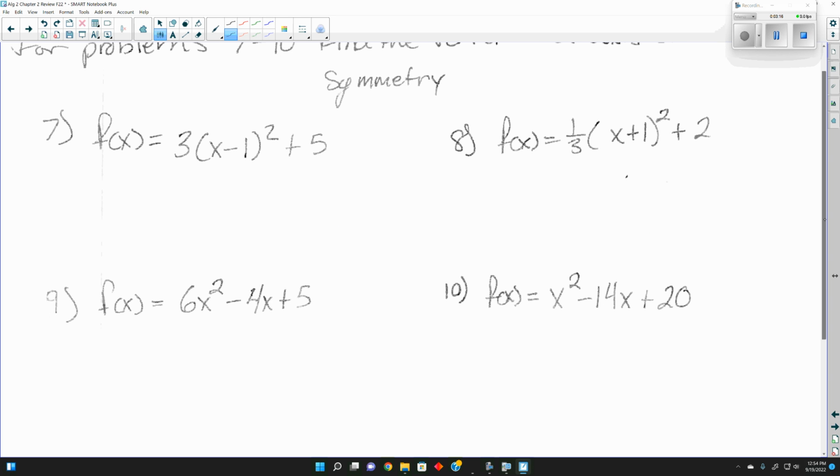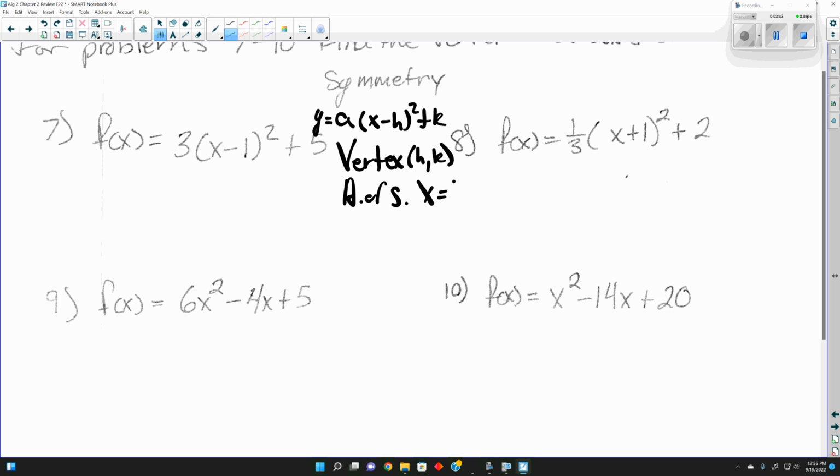So let's look at 7 and 8 first. 7 and 8 are both in vertex form. Now it's already written in the back of the review sheet for y'all, a times x minus h squared plus k, where the vertex is the point (h, k), and the axis of symmetry is x is equal to h.